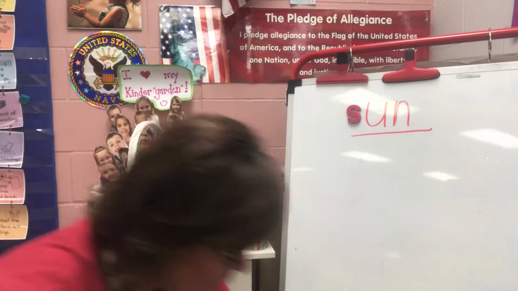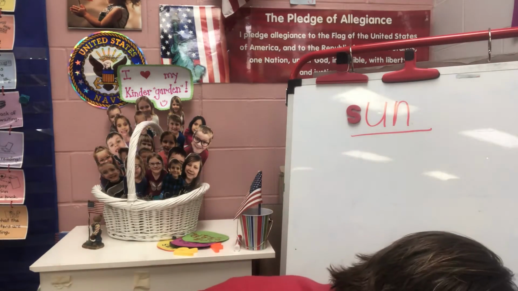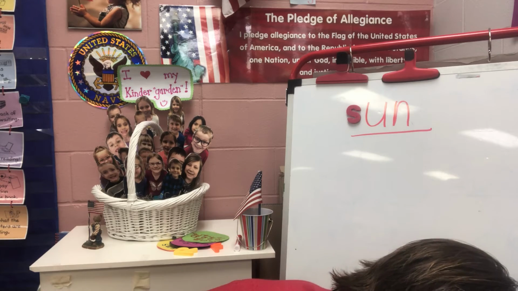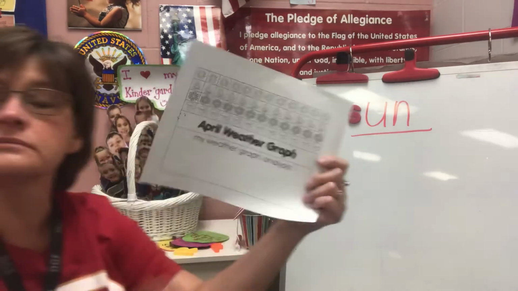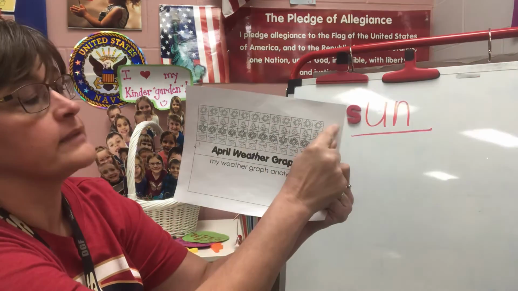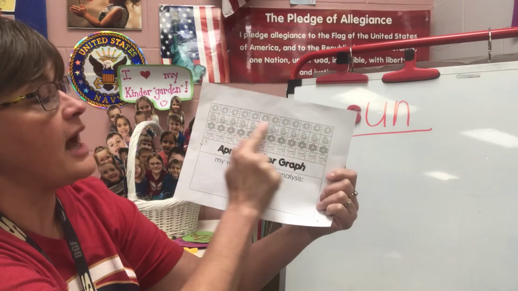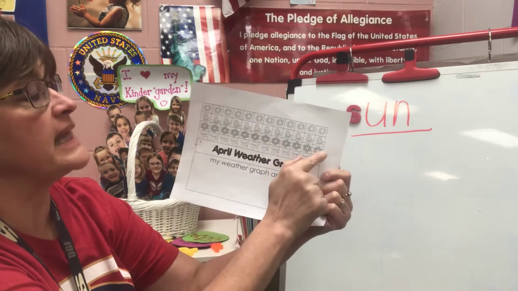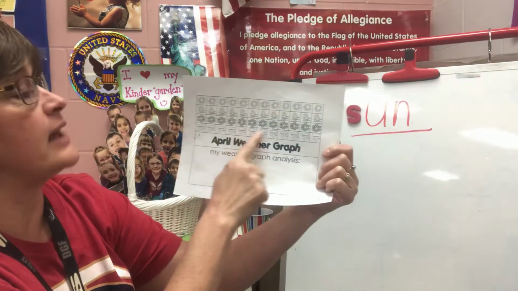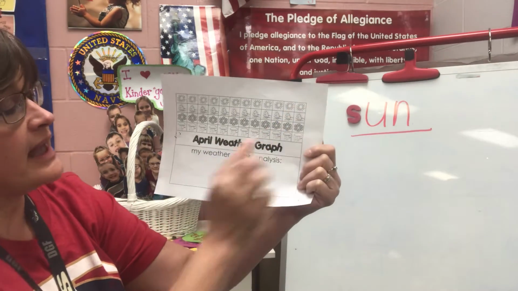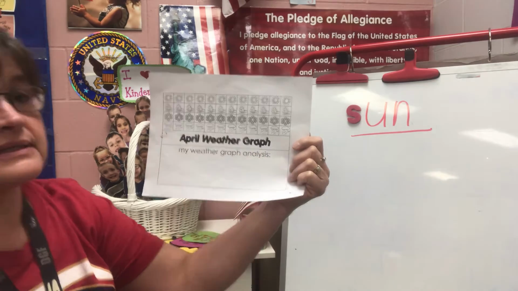And then we need to take a peek at our weather graph. You can pull that out today. Analyze how many days were sunny. Write the number behind it. How many were cloudy? How many had snow? Boo! How many had rain? And then my weather graph analysis.